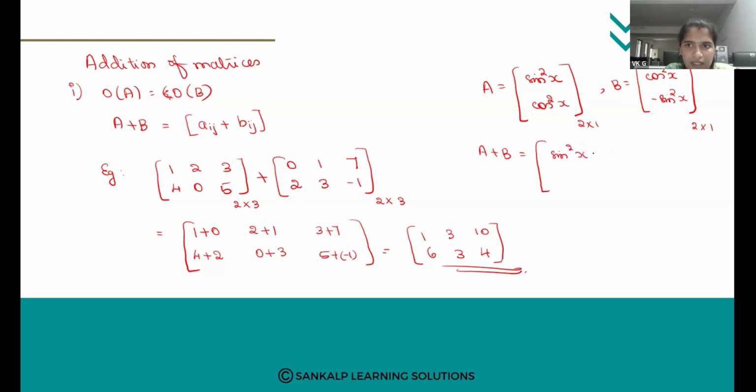First entry sin square x, from the second it is cos square x. Next row, from the first matrix it is cos square x, from the second matrix it's minus sin square x. Add. From the trigonometric identity, sin square x plus cos square x is equal to 1. Cos square x minus sin square x is cos 2x. Got it? Yes. To find the sum, identify corresponding entries and add them.